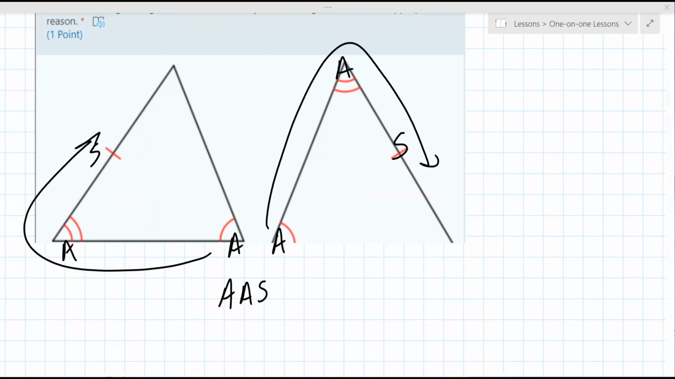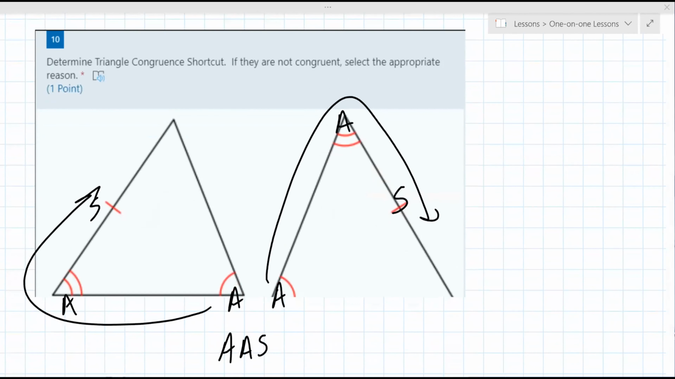Of course, I lost my place. All right. This is 10. Okay, so we're up to 11.